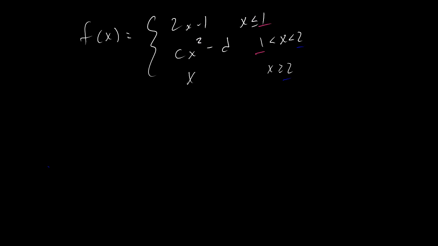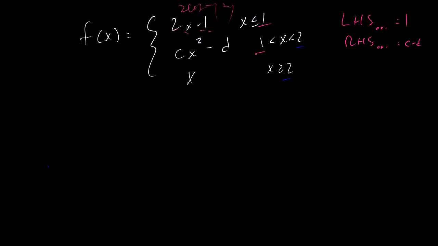So I need to create two different left-hand sides and right-hand sides, one for 1 and one for 2. The left-hand side of 1 is when x is less than 1, which is my first function. So I plug in 1, and since I have 2x minus 1, I just get 1 out. But my right-hand side is going to be my second function, and when I plug in 1 for that, I'm going to get c minus d.